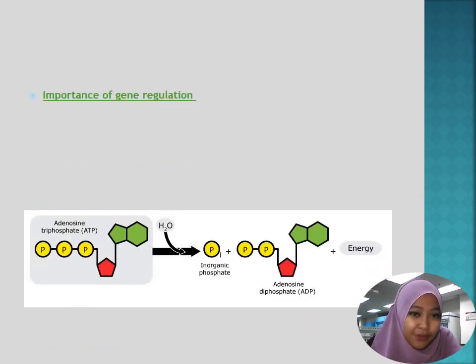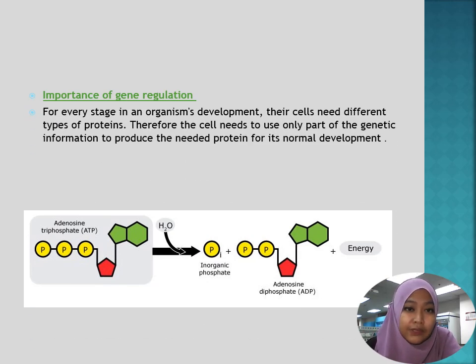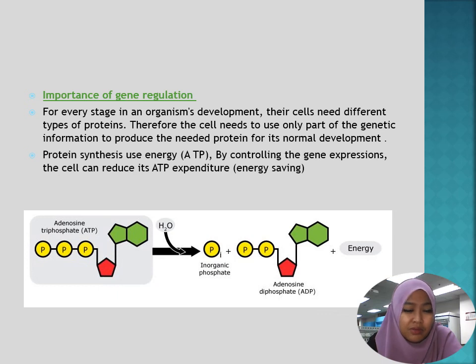What is the benefit? What is the importance of gene regulation? You can see that at every single stage in organism development, the cell needs different types of protein, different types of hormone, different types of enzyme. Therefore, the cell needs only a small part of the genetic information to produce the protein needed. For normal development, we don't need so much from the DNA itself. We only need a small portion.